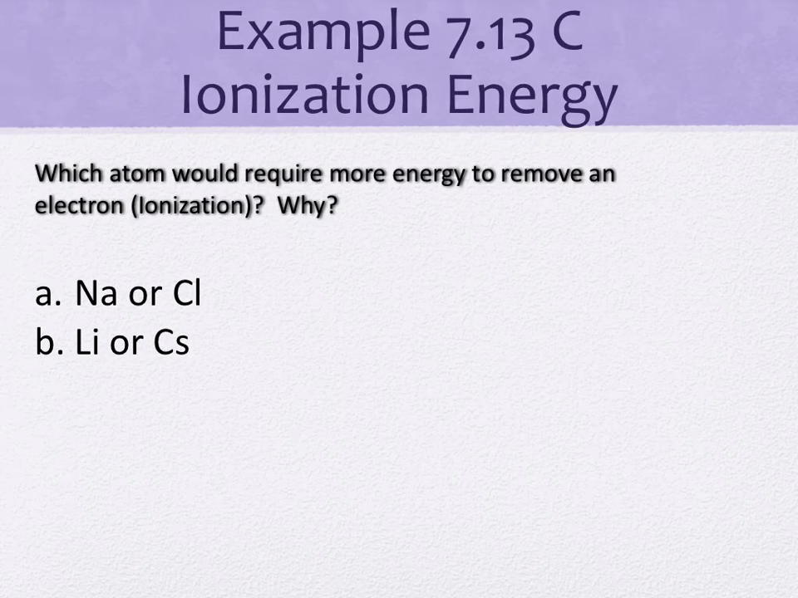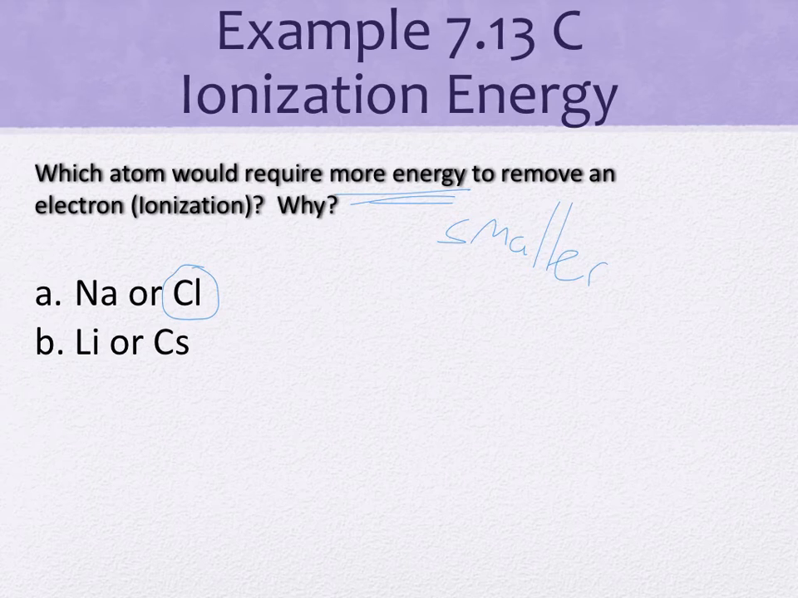Which atom would require more energy to remove an electron? Why? Sodium or chlorine? Well, both of those guys have 3 shells. But chlorine is smaller because chlorine has a higher effective nuclear charge than sodium. So chlorine is a smaller atom. The electrons are closer to the nucleus. It's going to take more energy to remove them from smaller atoms.